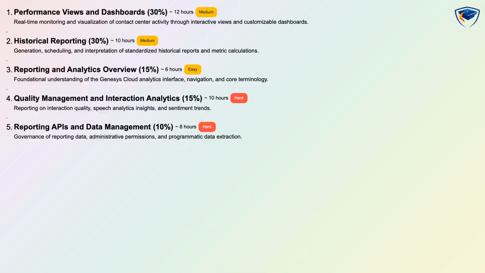This exam is split into 5 domains with exact weightings: performance views and dashboards at 30%, historical reporting at 30%, reporting and analytics overview at 15%, quality management and interaction analytics at 15%, and reporting APIs and data management at 10%. You will learn both conceptual foundations and hands-on skills, and the assessment types range from scenario-based questions to practical configuration tasks. Focus your study on the higher weight domains first while ensuring you understand the core analytics fundamentals.